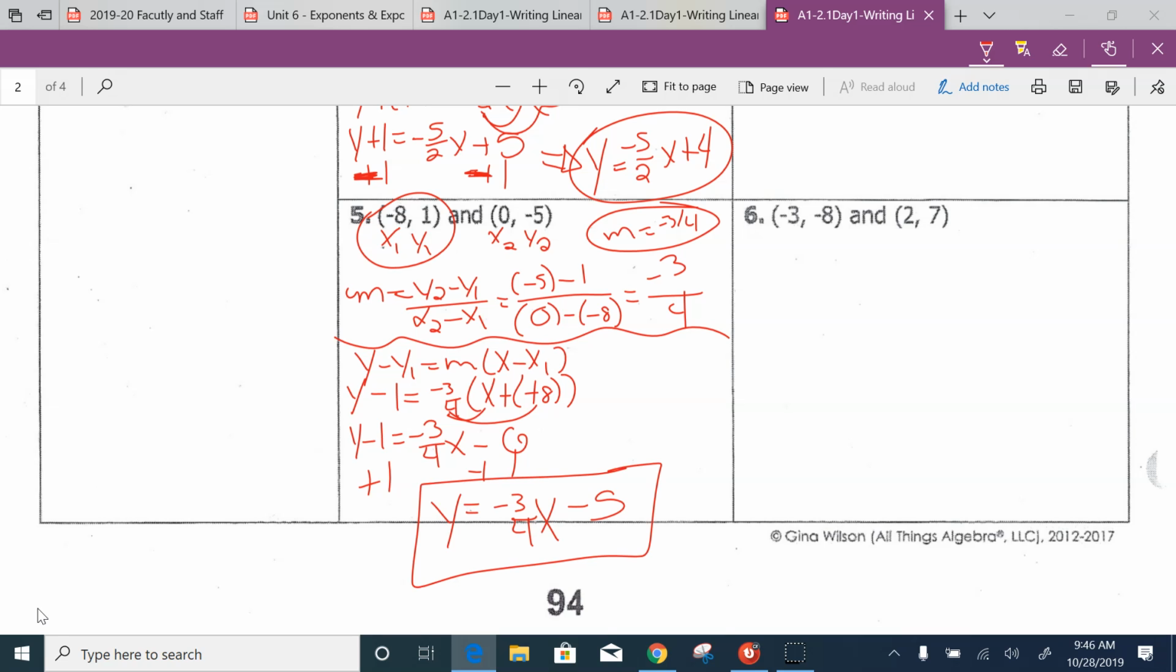The examples on the right-hand side will be yours to do, and your assignment is going to be pages 95 and 96. If you have any questions, feel free to use these examples as a starting point and bring them to your teacher in the morning. Best of luck.